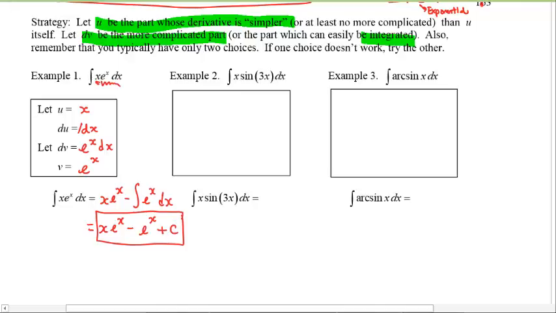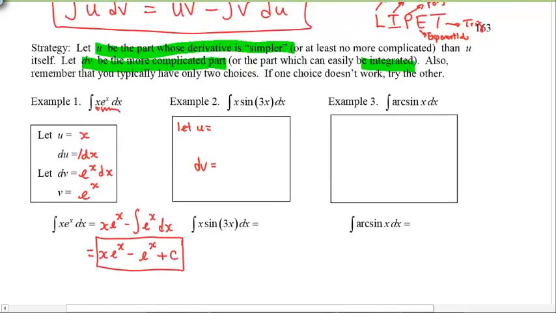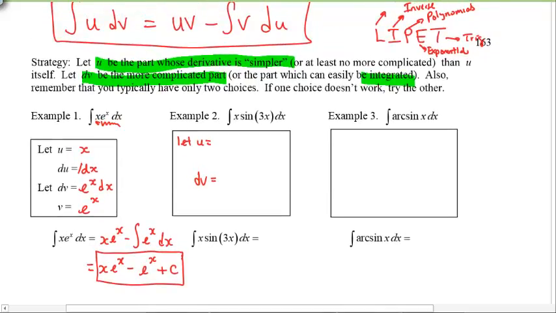Okay, let's try example 2. Once again, your choice is what is u? And then what is dv? LIATE, logarithms, nope. Inverse, nope. Polynomial, yes. So once again, u is x, and then du is just dx. dv is just everything else then, so sine 3x dx.